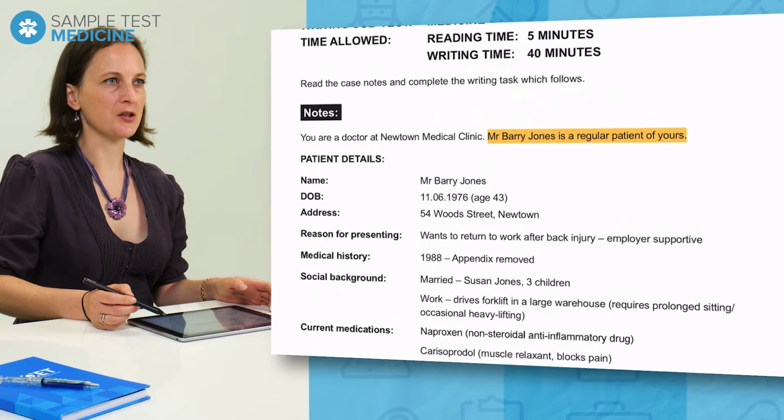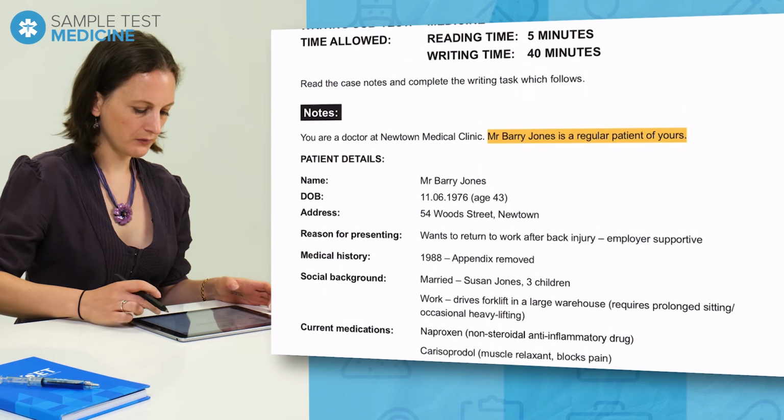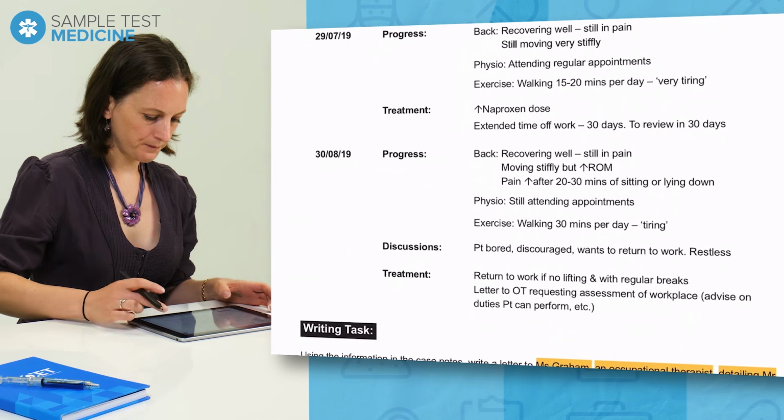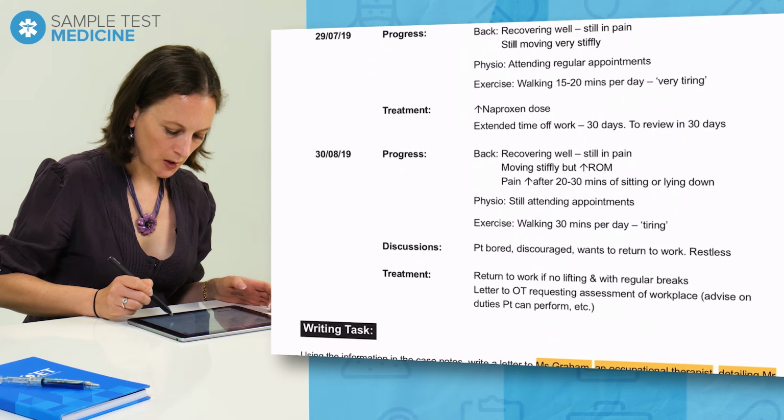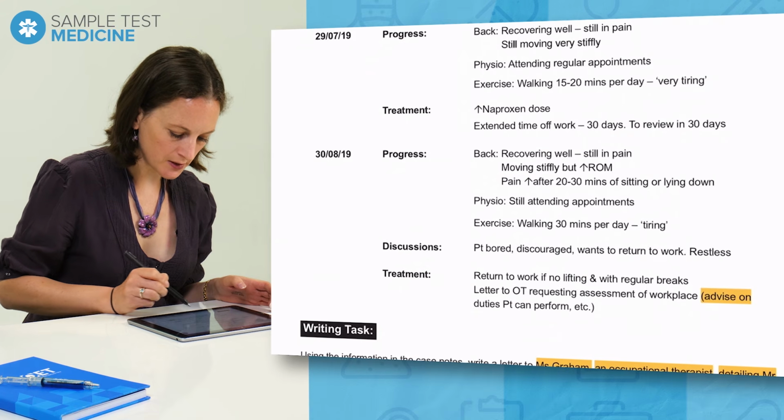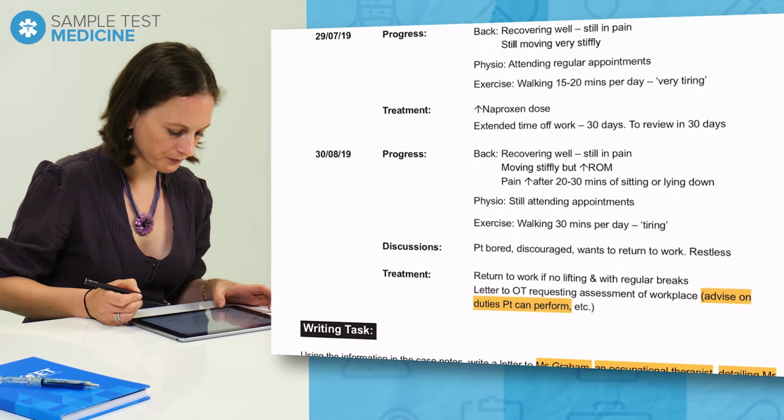Before I start reading the case notes from the beginning, I want to make sure I have completely understood the reason for writing the letter. So another good place to check for any detail about this is the last information in the case notes. Checking here, I can find one other piece of useful information, which is that I want the OT to advise on duties the patient can perform. From all of these pieces of information combined, I can understand that I am referring my regular patient, Mr. Jones, to an occupational therapist for a workplace assessment.